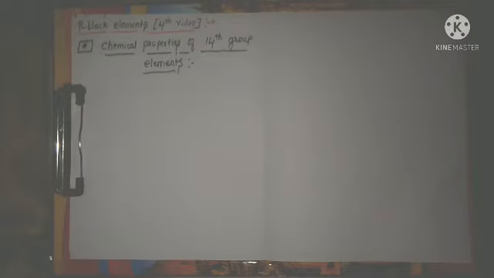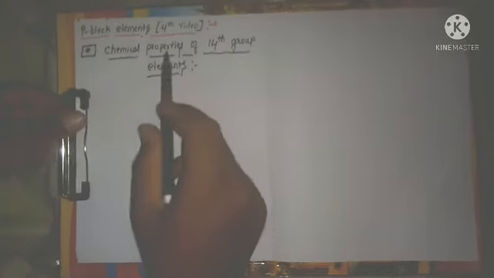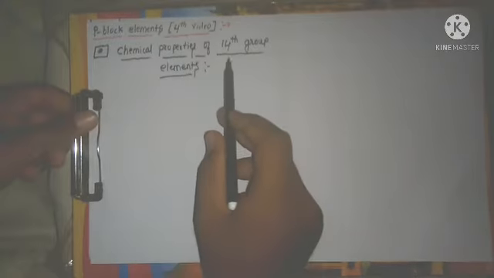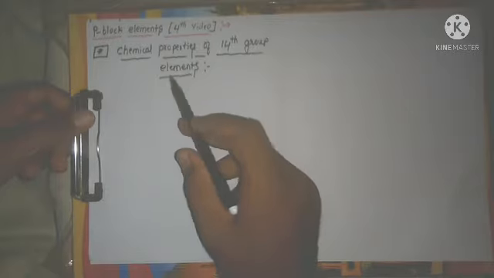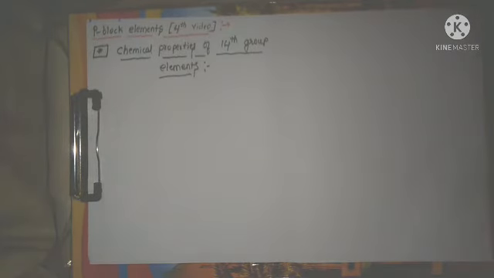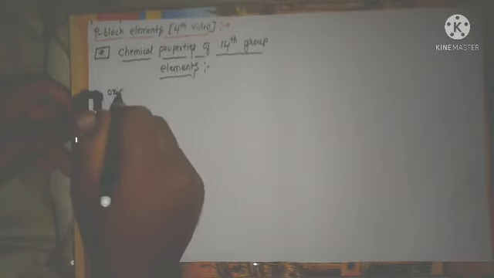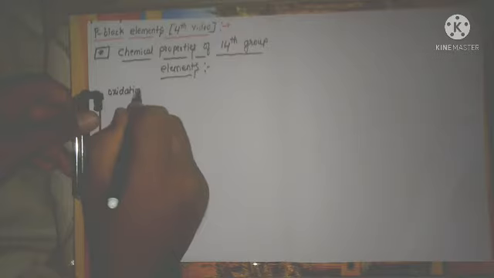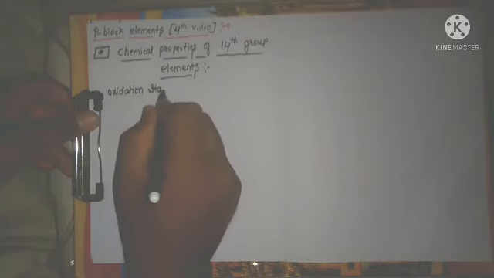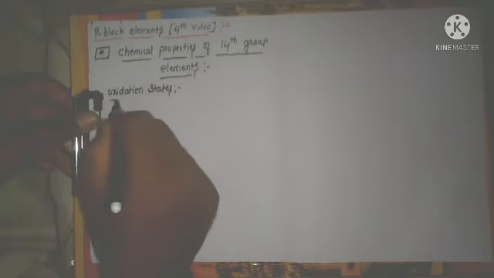Good morning, students. In this class, we are going to discuss the next concept in the p block elements, that is chemical properties of 14th group elements or carbon family. Before going to this one, first we will see the oxidation states of 14th group elements.